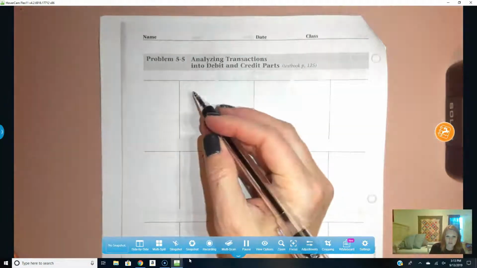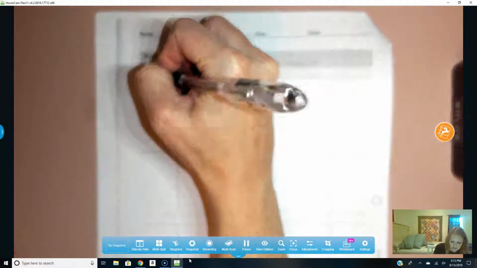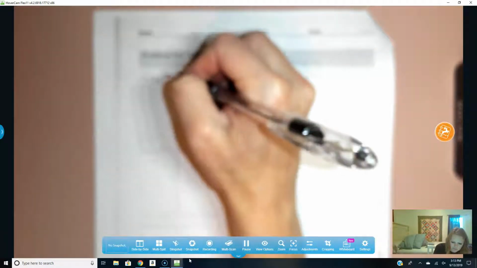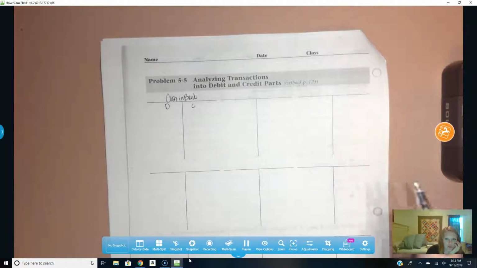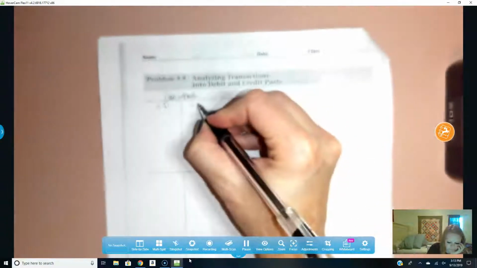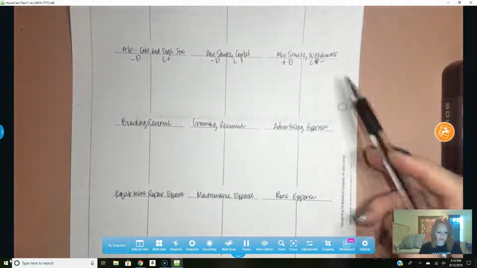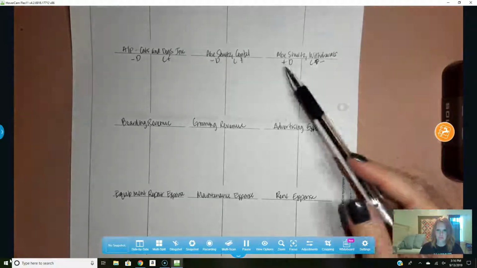So again, I like to go from left to right, and I'm just going to label cash and bank as our first account. And if you are still struggling with your rules here, this is a great time to practice or label how these accounts would increase or decrease. So cash and bank is an asset, and assets increase with a debit. Okay. So I'm going to go ahead and pause, and I'm going to go ahead and fill all these out. You do the same.